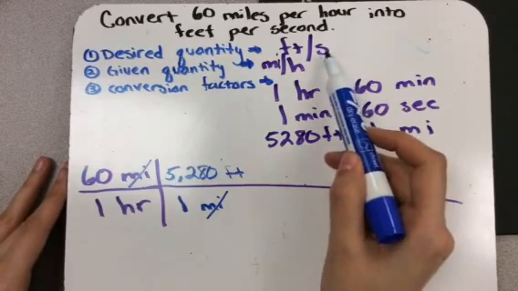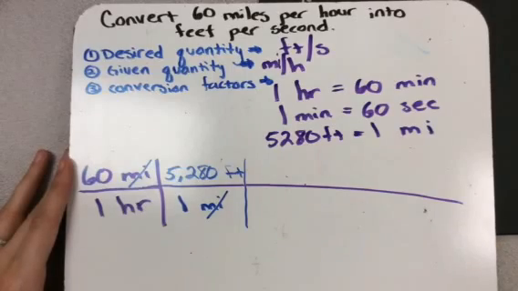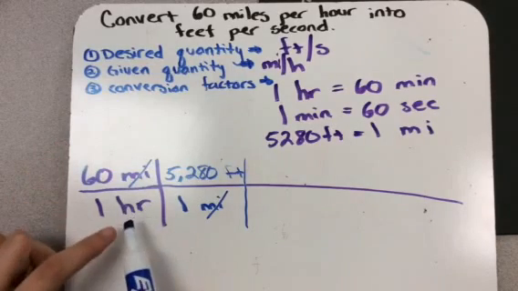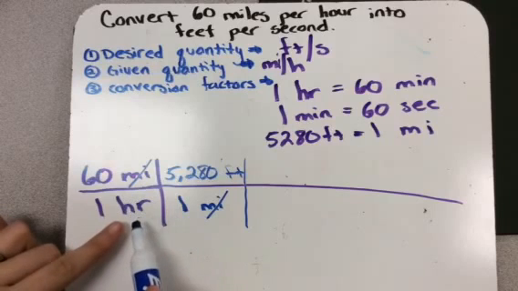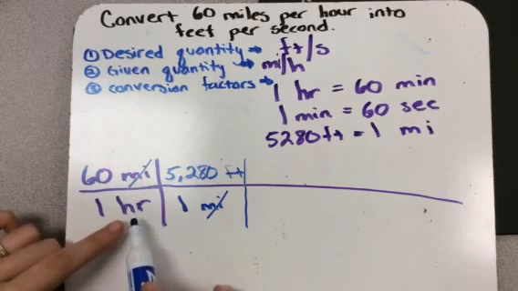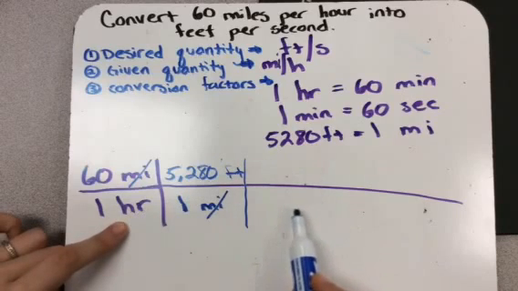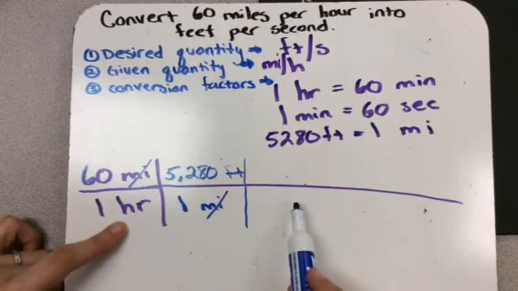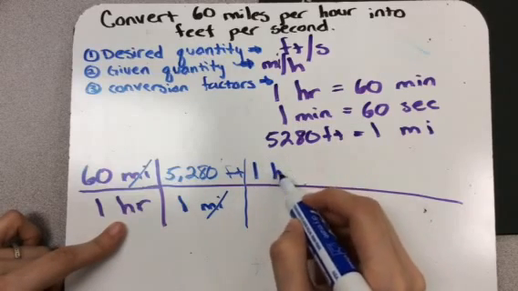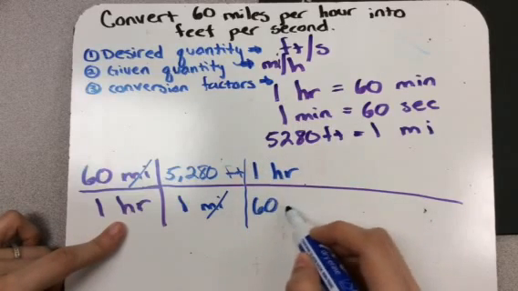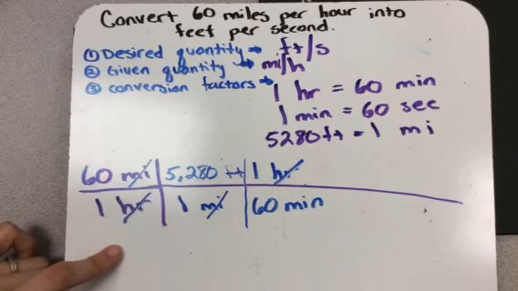But that's not what we want. We want feet per second. So now we're going to have another conversion factor. We're going to take this 1 hour and convert it to minutes. Notice this is a little bit different because here you have hour unit in the denominator. So for this conversion factor, you need it in the numerator in order for it to cancel out. So in 1 hour, we have 60 minutes. Now hours have canceled out.